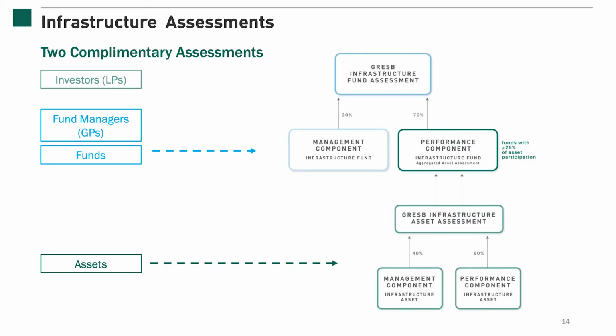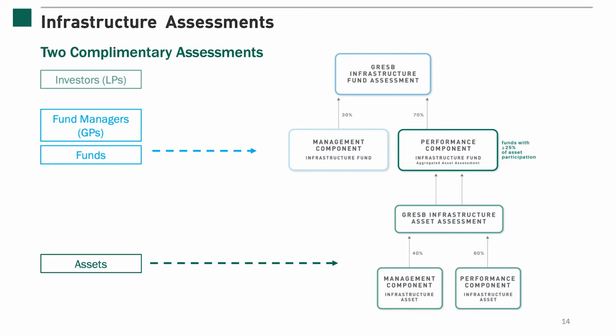The fund assessment is intended for infrastructure funds, being portfolios of assets, and the asset assessment is completed by the individual underlying assets, the portfolio companies. Both assessments consist of management and performance components, but it is important to note that a fund does not complete a performance component itself. Instead, the underlying assets of the fund provide the performance component for the fund assessment.